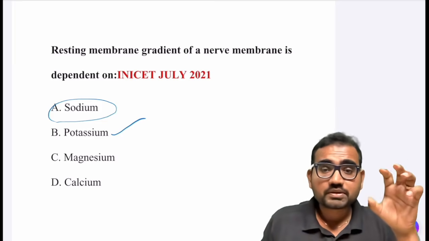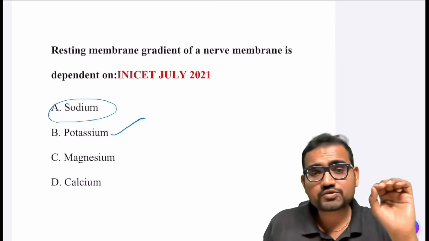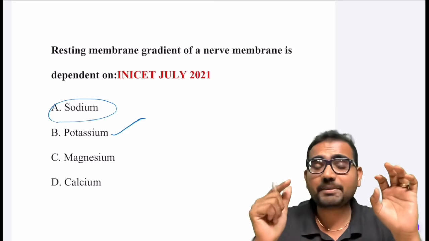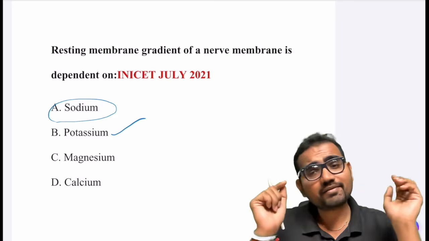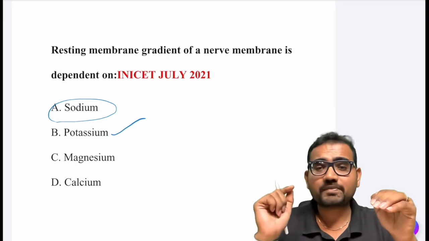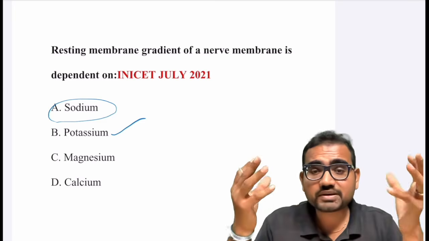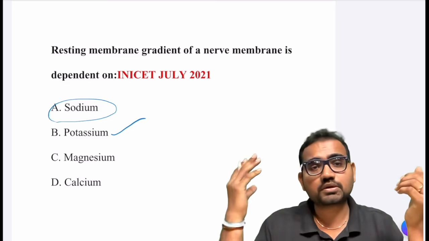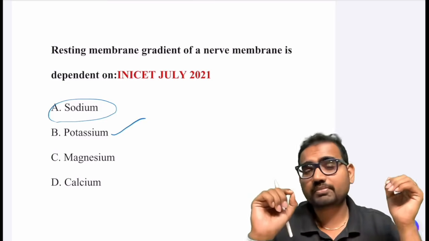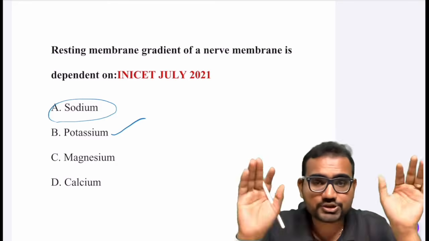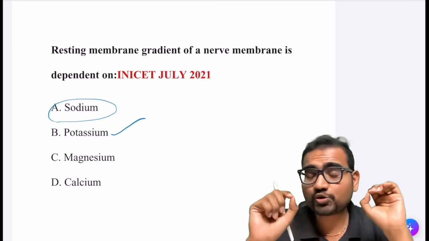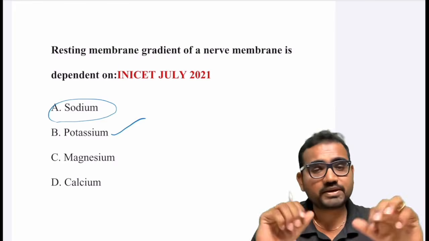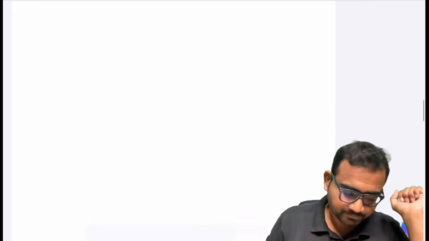But the thing is, the sodium coming in diffuses very little compared to the potassium. So potassium diffuses much faster and more rapidly compared to the sodium. That is why even after the diffusion of the sodium, the resting membrane potential of a nerve does not become more positive, because the potassium moves out rapidly out of the cell. So the resting membrane gradient of the nerve membrane is totally dependent upon potassium. Why I marked sodium at the first instance is, most of the students get confused and they mark sodium. It is not sodium, it is potassium.